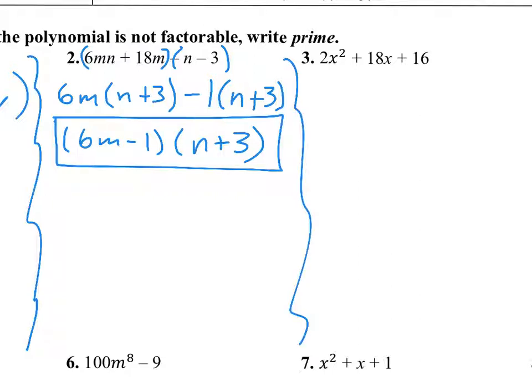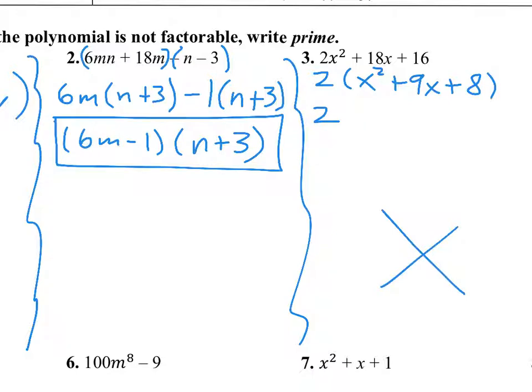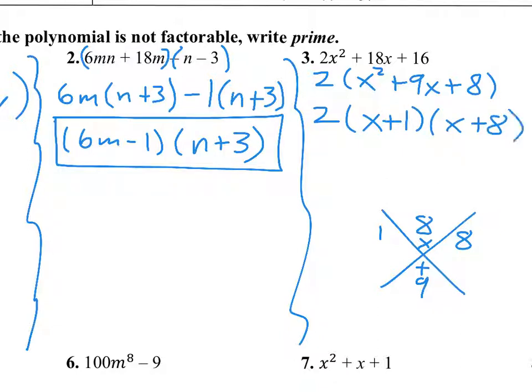Okay, for number 3, there's a GCF of 2. So I'm going to take out the 2. And now the trinomial inside the parentheses is factorable. If you want to see it done with the x factor, you'd have an 8 on top, a 9 on the bottom, the two numbers that multiply to 8 and add up to 9 are 1 and 8. So we have 2 parentheses, x plus 1, x plus 8.